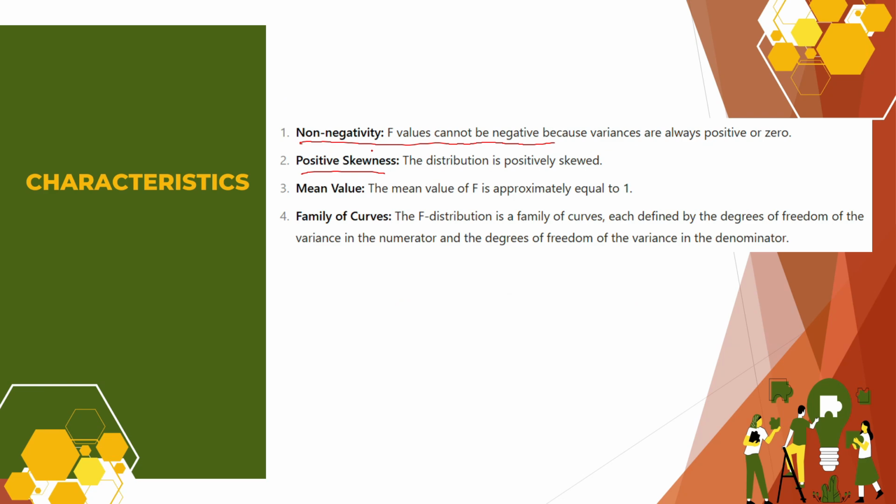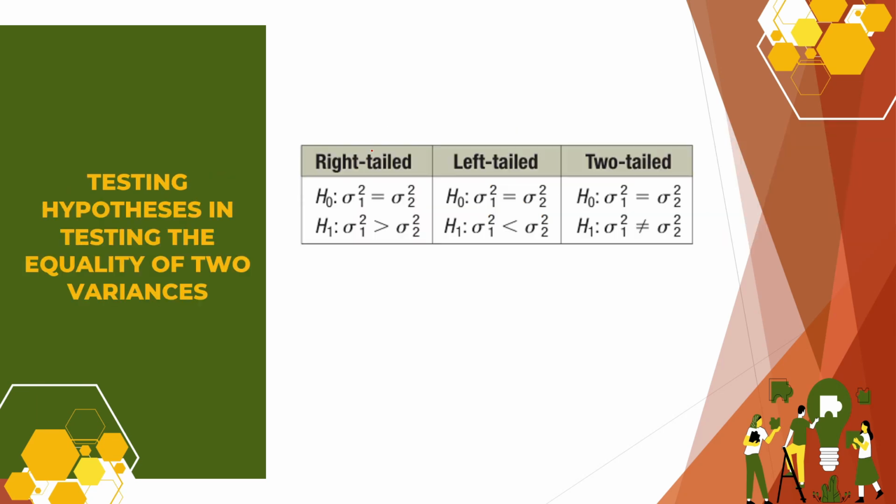The fourth one is the family of curves: the F distribution is a family of curves, each defined by the degrees of freedom of the variance in the numerator and the degrees of freedom of the variance in the denominator.